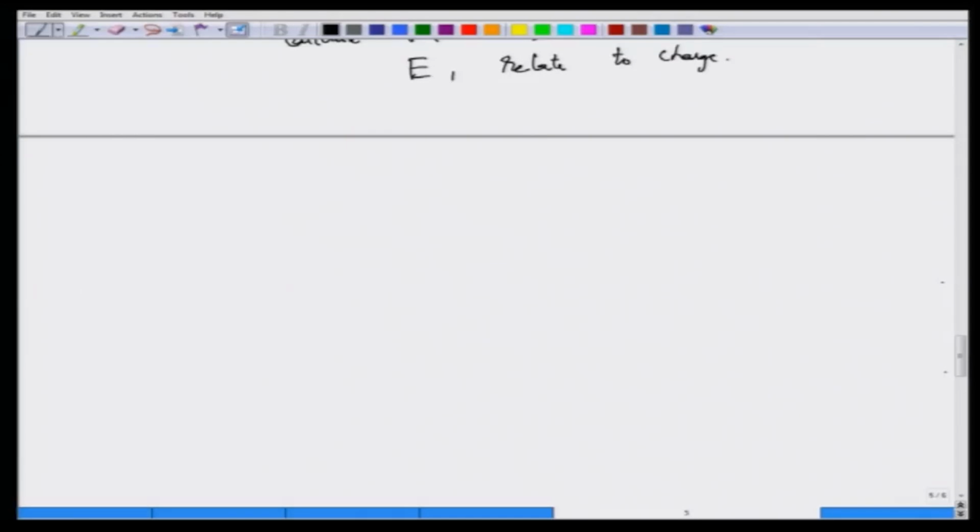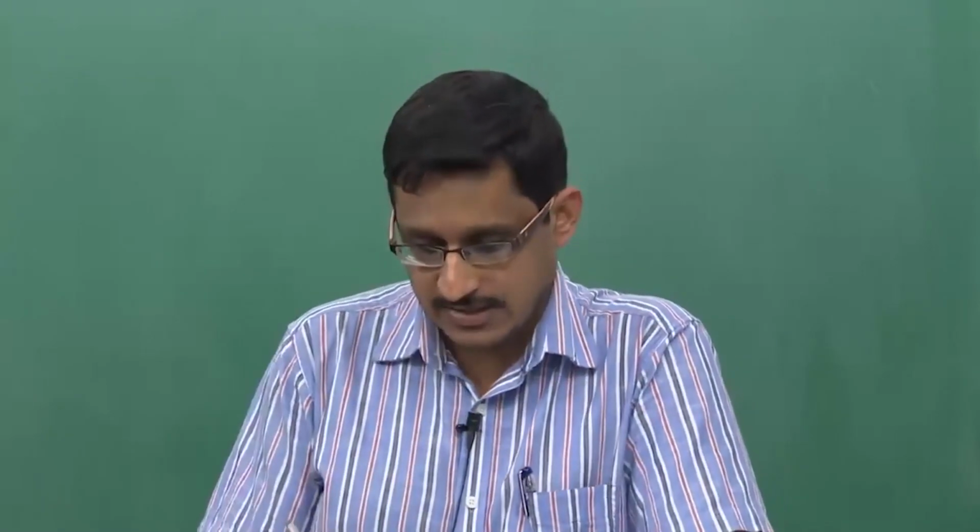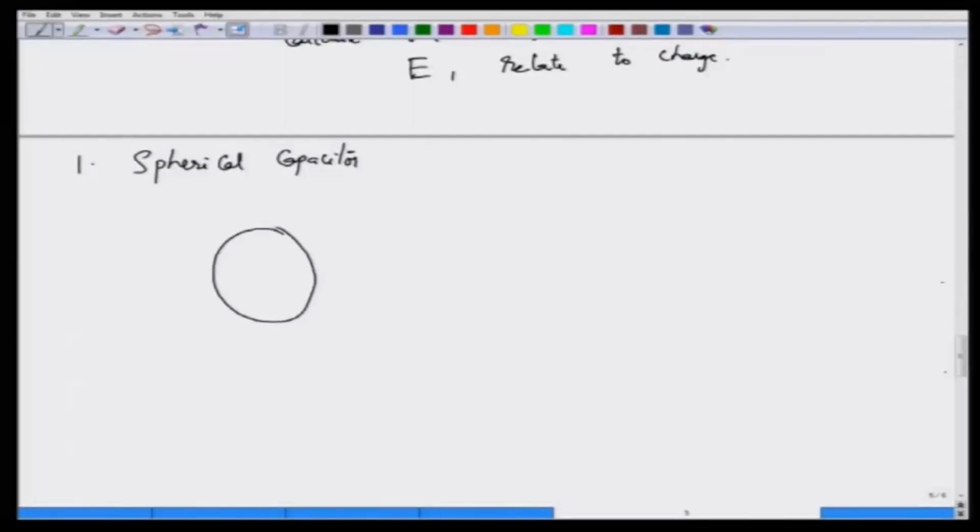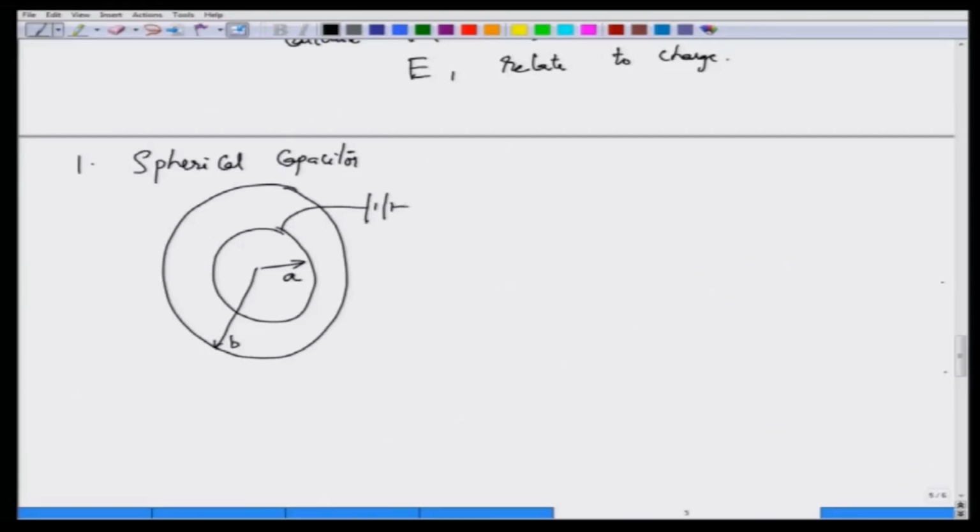Okay. Let us start with a simple capacitor called the spherical capacitor. Here all you have to do is to take a shell of conductor, typically two shells of conductor. Let us say the inner shell has a radius A, the outer shell has a radius B. We assume that B is greater than A, and I will take the inner shell and keep that as positive, and take the outer shell and keep that as negative.